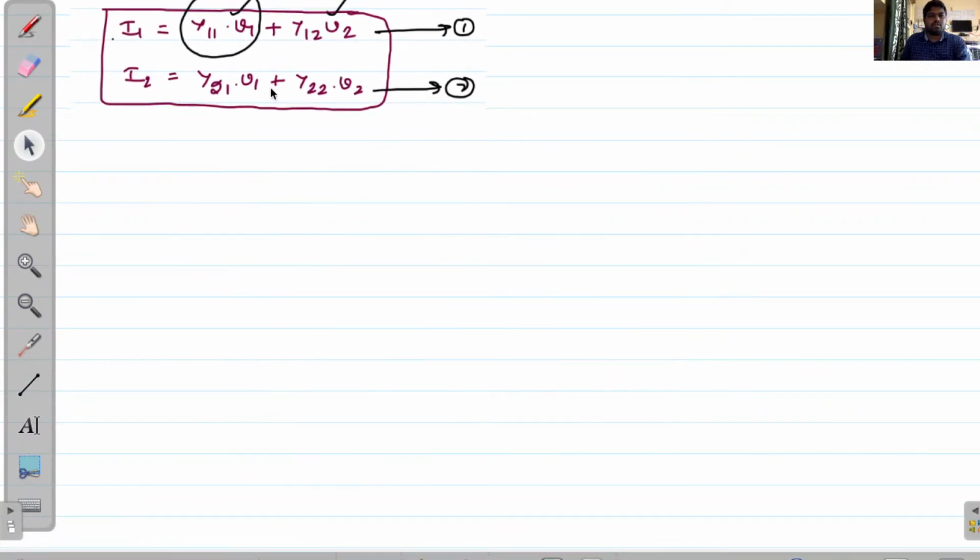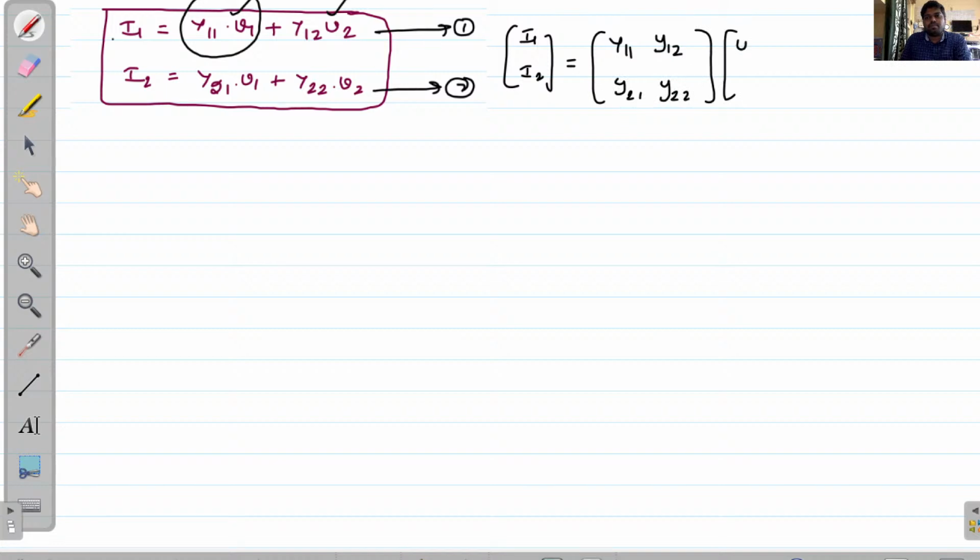Okay, these are our two expressions. So the matrix format for this is [I1; I2] equals [Y11 Y12; Y21 Y22] times [V1; V2]. So this is your Y matrix. Now you can evaluate Y parameters. This Y matrix contains Y parameters Y11, Y12, Y21, Y22.